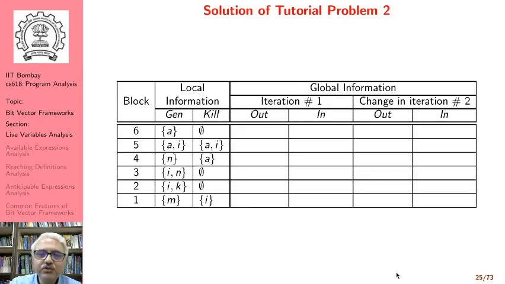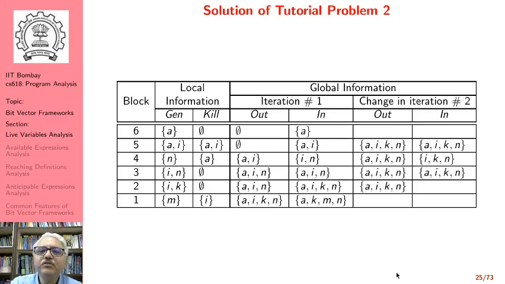Similarly, the solution of the tutorial problem is available here. I will not go over each step, but I will leave it here. One difference here is that in showing the solution we are only showing changes in iteration 2. In principle, we need one more iteration, called iteration 3, in order to detect that we have indeed converged and there is no further change. But in the slides, we do not show that.